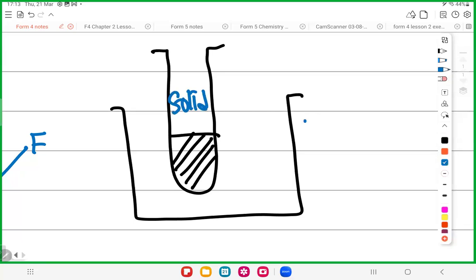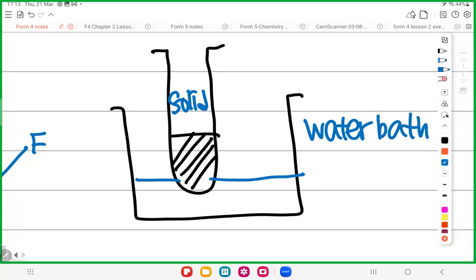This is water. We call this thing a water bath. Water bath, the level should be here, the blue color. Water bath, the level should be here, red color. Water bath, the level should be here, purple color. Which one should be the water level? Let me know in the chat box, everyone.